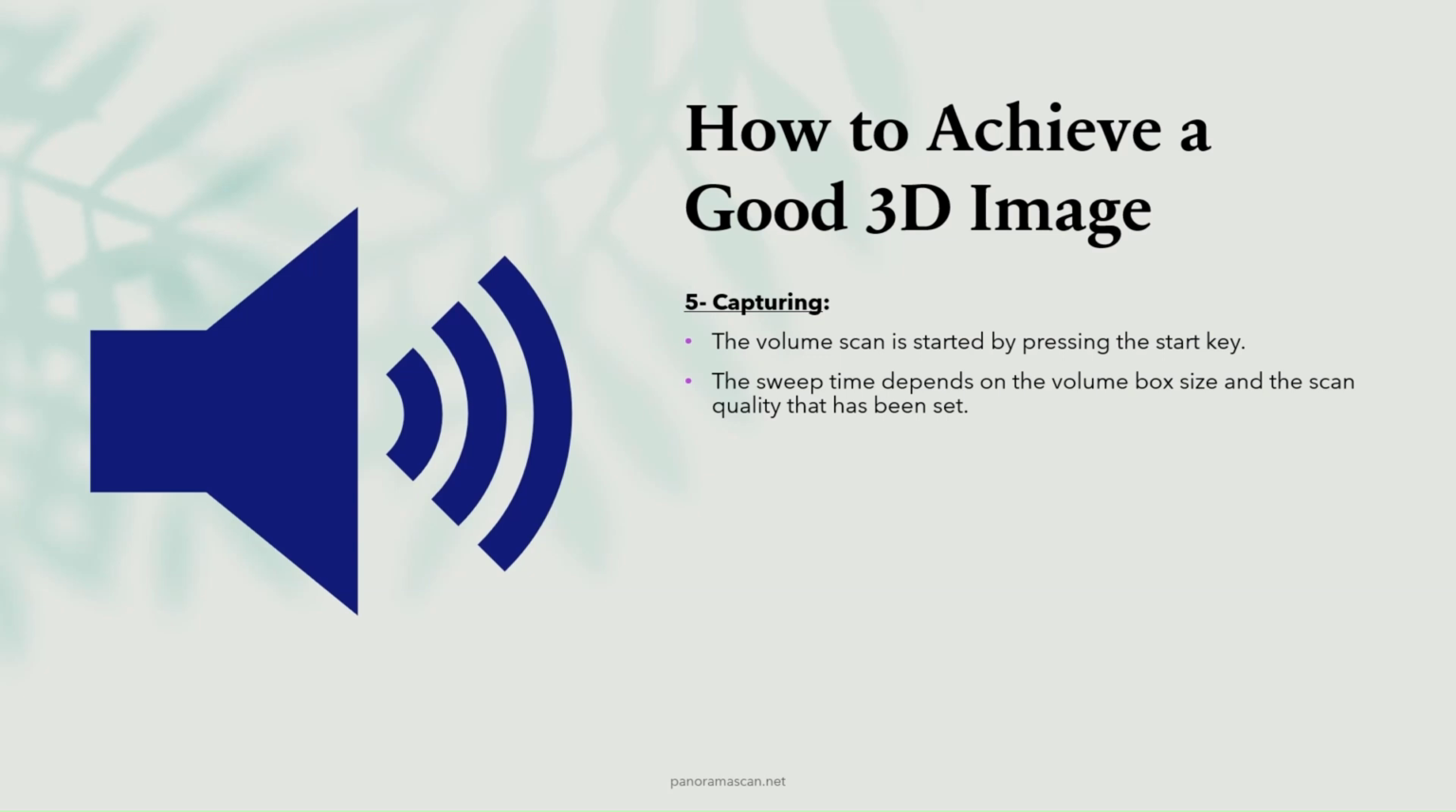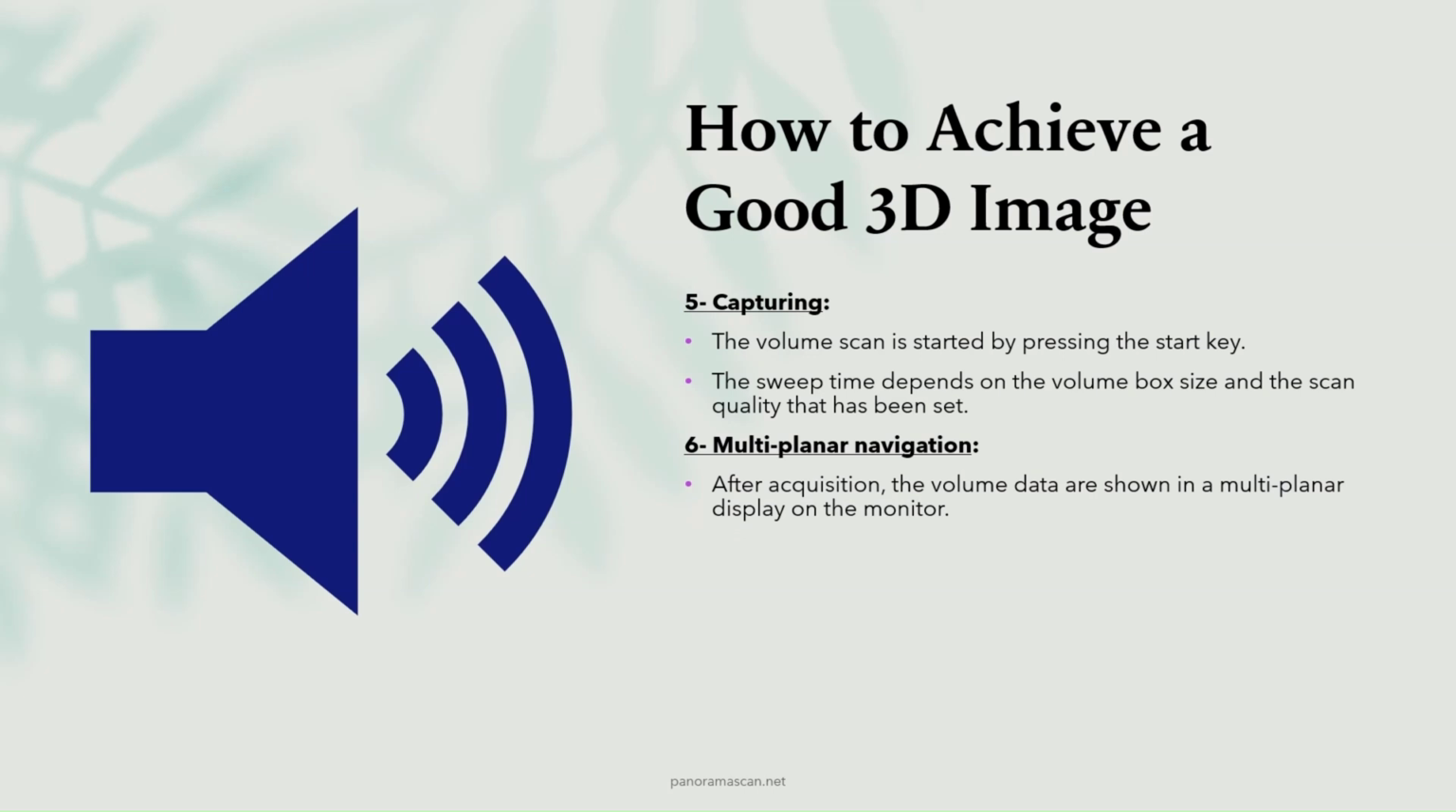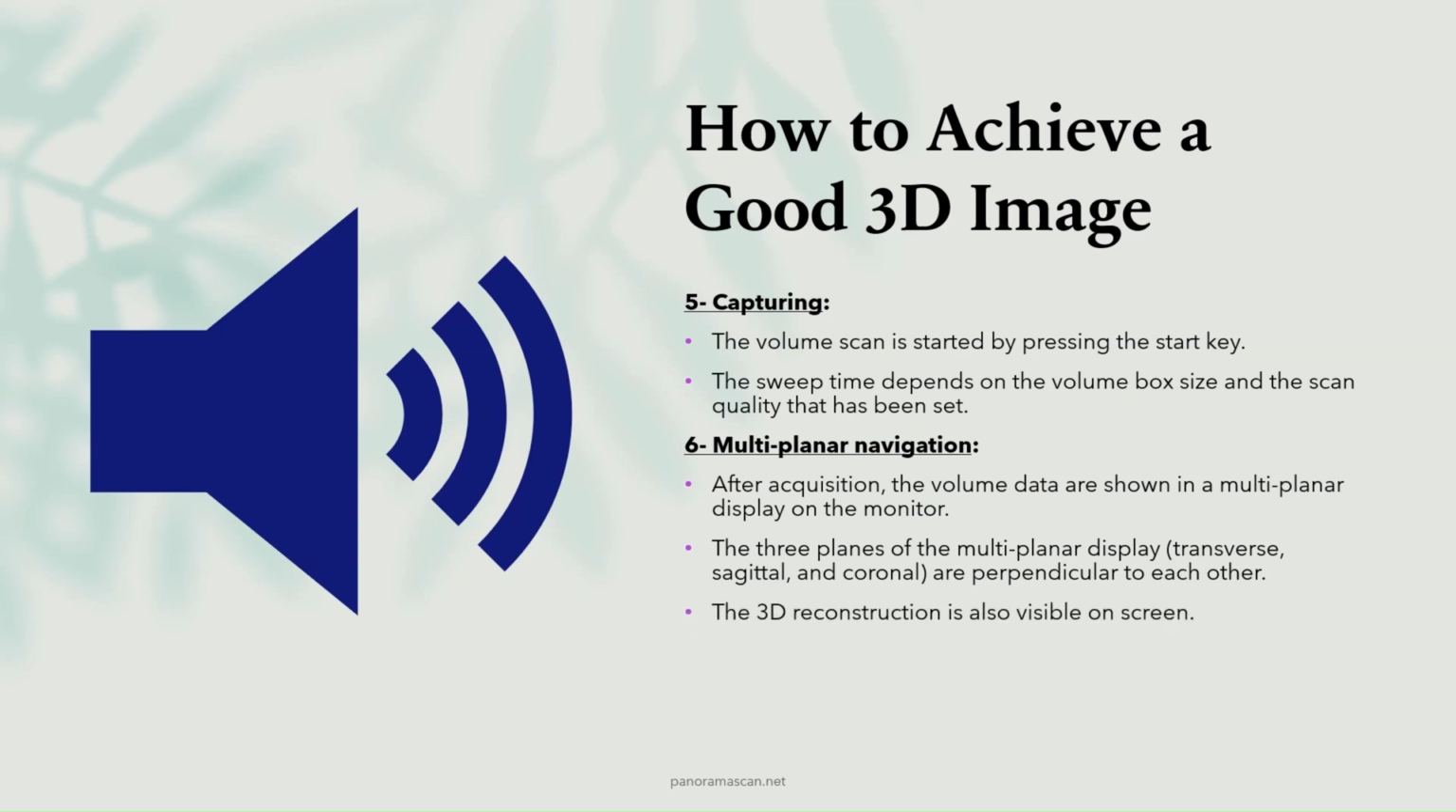After the volume scan is captured, the next step is multi-planar navigation, which allows for detailed inspection and manipulation of the data. The volume data are displayed in a multi-planar view on the ultrasound monitor. This view presents the three key imaging planes: transverse, sagittal, and coronal. These planes are perpendicular to each other, providing a comprehensive view of the anatomy from different perspectives. In addition to these planes, the 3D reconstruction is displayed on the screen, showing a full 3D representation of the region of interest. This enables the operator to assess the structure in 3 dimensions and make further adjustments as needed.